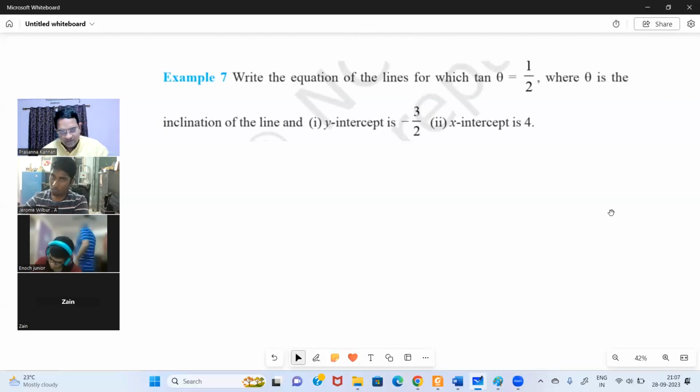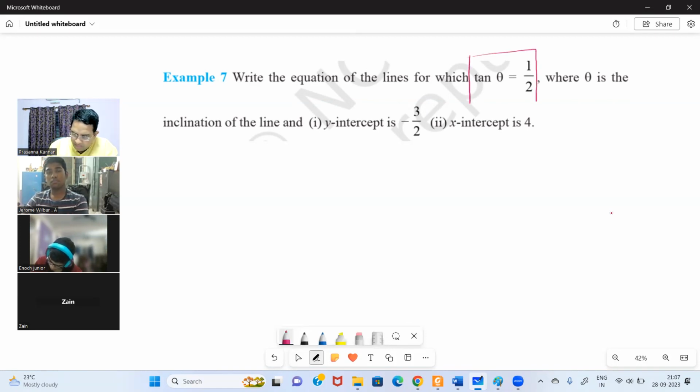Write the equations of the lines for which tan theta is equal to 1 by 2, where theta is the inclination of the line. When I say tan theta is equal to 1 by 2, what have I given you? Slope, absolutely correct. So I have given you the slope, which means m is given to you. In the first case, y-intercept is given, okay? So first you can understand slope-intercept form.